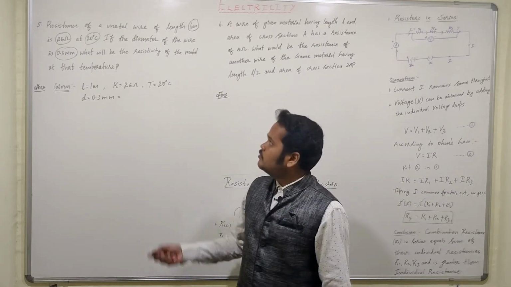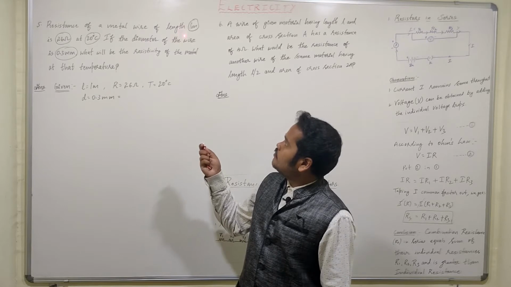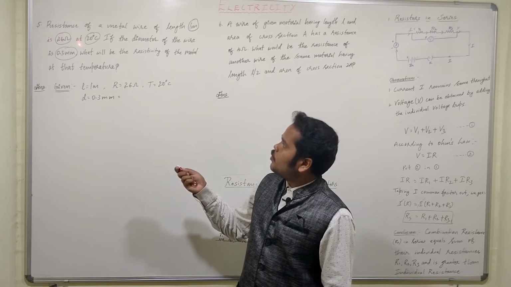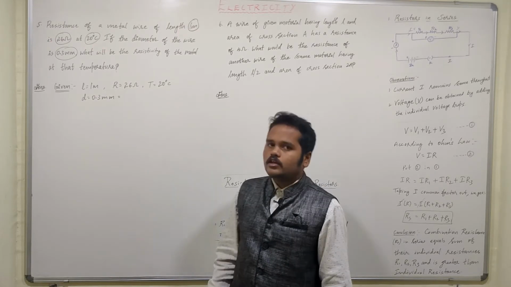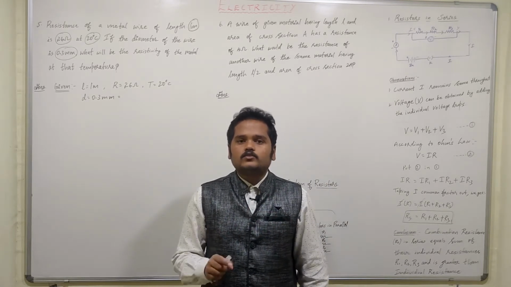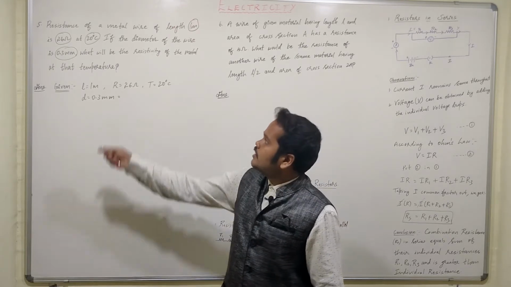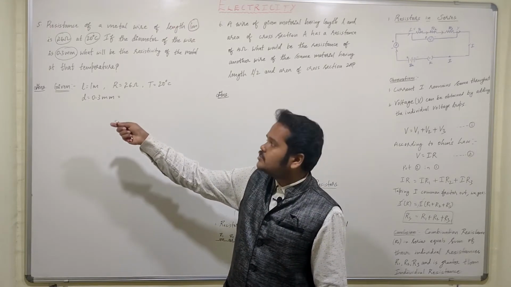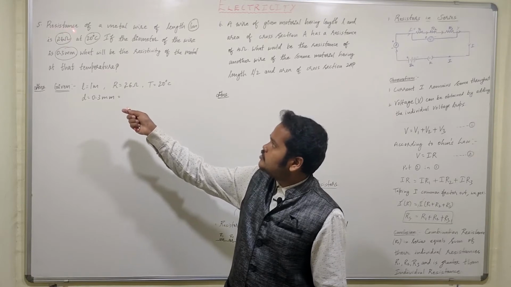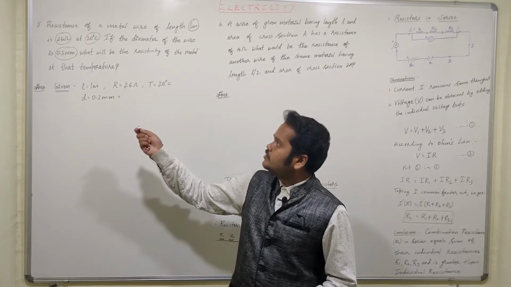The first problem: the resistance of a metal wire of length 1 meter is 26 ohm at 20 degrees Celsius. So they have given a metal wire. The length of the metal wire is 1 meter. The resistance is 26 ohm at 20 degrees Celsius.